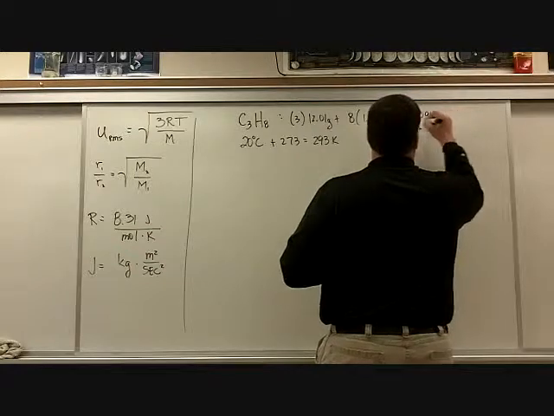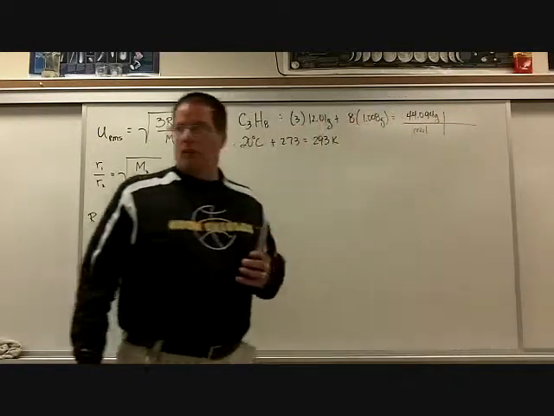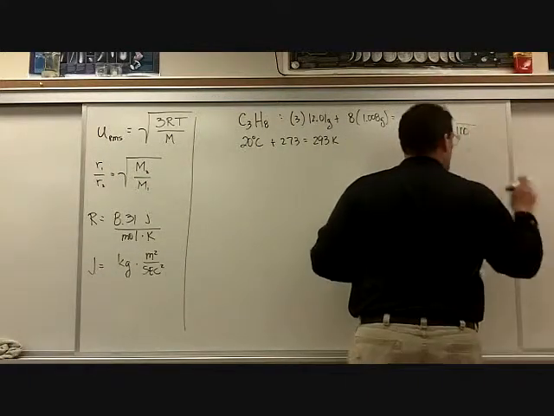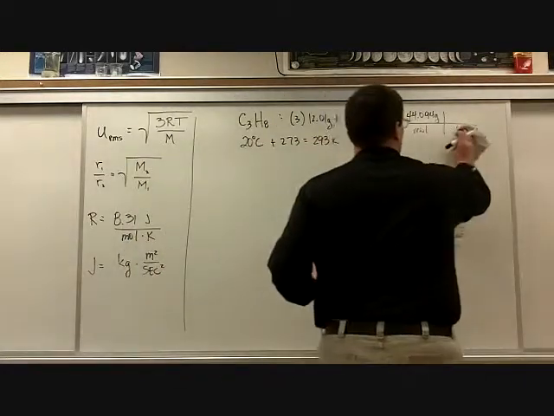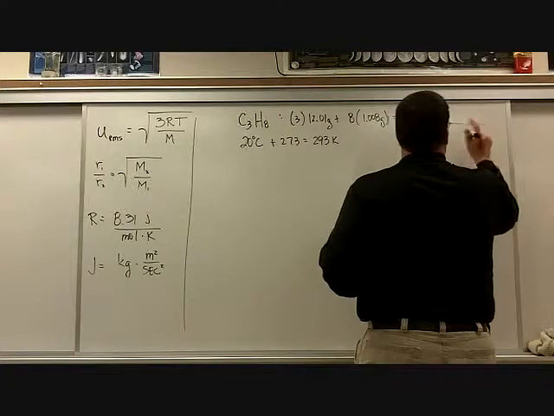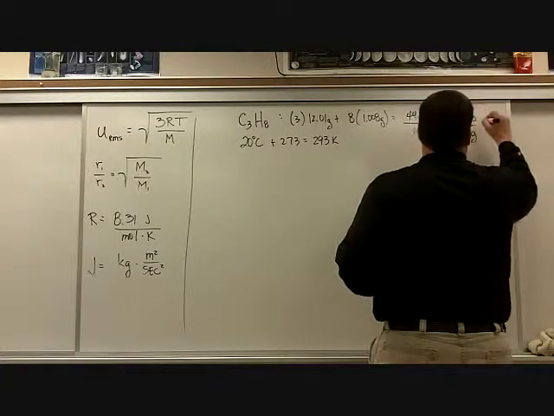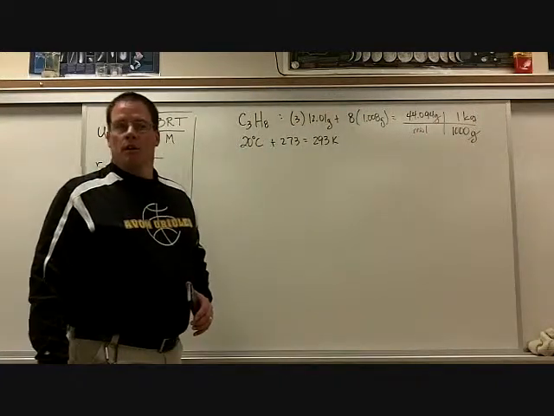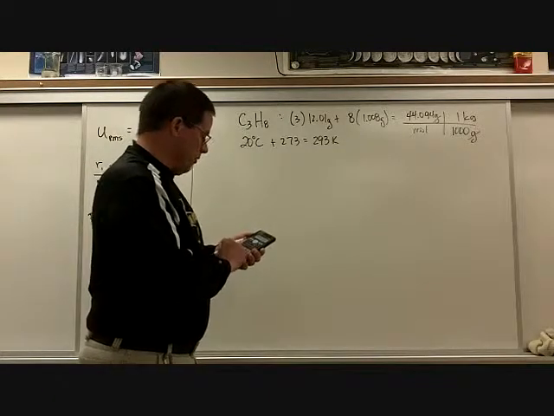44.094, and that's grams per mole, but we need to get that to kilograms. So we have 1,000 grams for every kilogram. So the grams cancel out. What's my unit there? Kilograms per mole. All right. So divide that by 1,000.